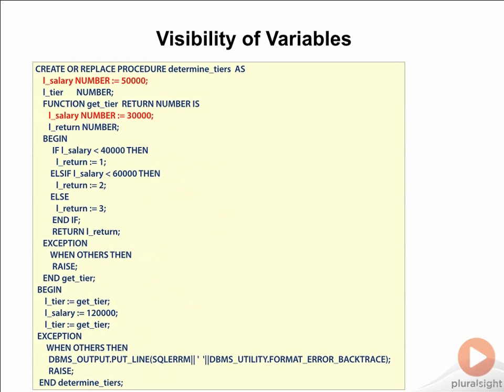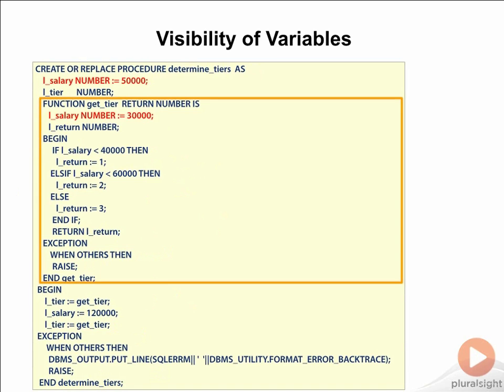What if we have a variable with the same name inside the local subprogram? It will override the visibility of the parent variable. Here, we have declared a variable L salary also inside the function getTier, which overrides the visibility of L salary variable defined in the parent procedure. So the call to the function will always return 1 as it does not see the L salary variable in the outer procedure, and L salary of 30,000 in the inner block will satisfy the first if of L salary less than 40,000, returning a value of 1. This is a condition you need to be careful about.